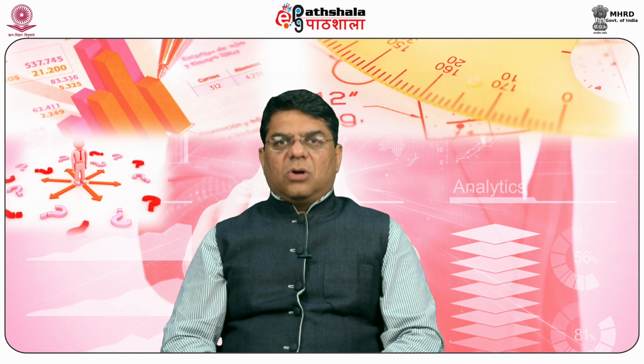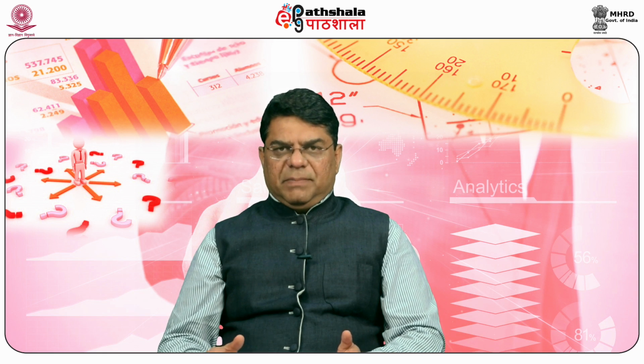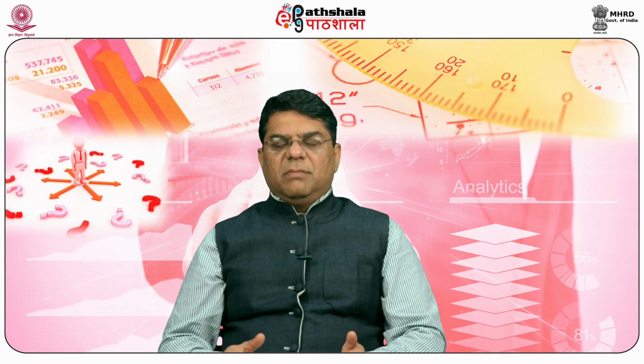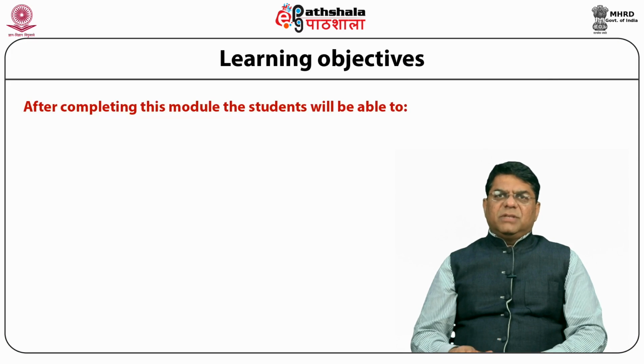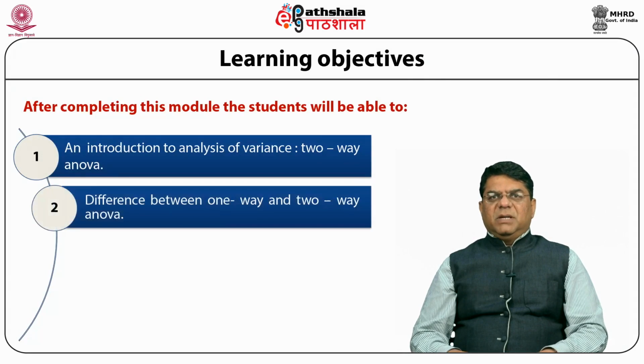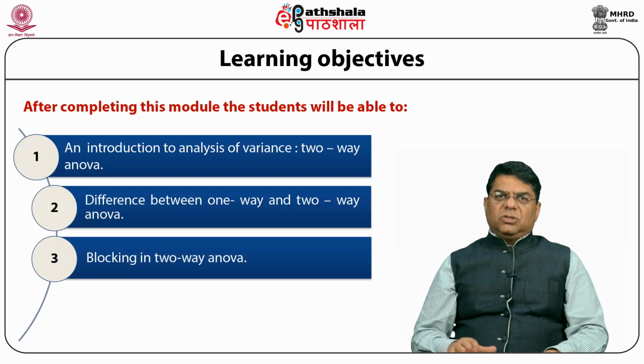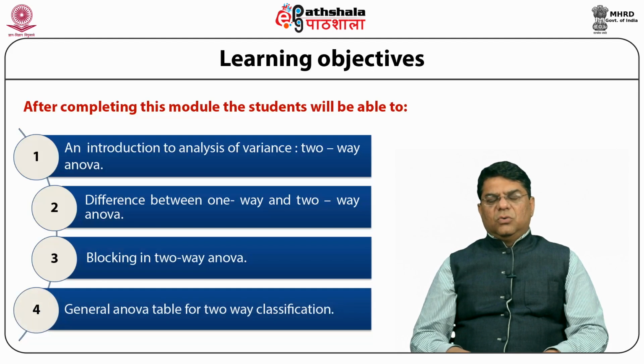Today, we are going to talk on the module Analysis of Variance and Experimental Design, Two-Way ANOVA, under the paper Quantitative Techniques for Management Decisions. After the completion of this module, the student will understand analysis of variance, two-way ANOVA, and the difference between one-way ANOVA and two-way ANOVA. He will also understand what is blocking in two-way ANOVA, and he will also know the design of a general ANOVA table for a two-way classification.